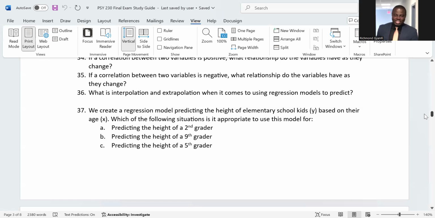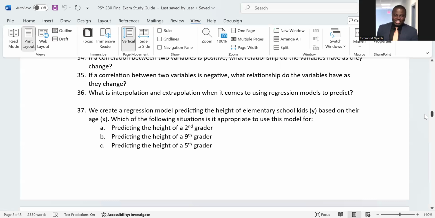So let's start with A, predicting the height of a second grader. What you should ask yourself is, if we are looking at the height of elementary school kids, is a second grader an elementary school kid? Yes, so that is appropriate. Predicting the height of a ninth grader. Is a ninth grader an elementary school kid? No, so that is outside, it's inappropriate.